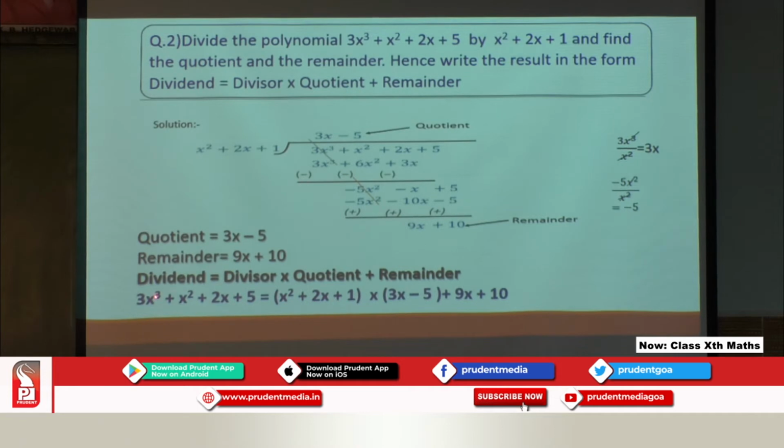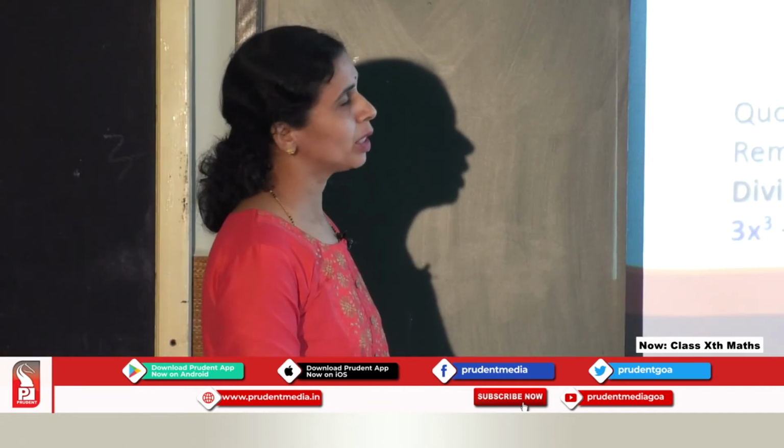See, the dividend is 3x cube plus x square plus 2x plus 5, that is equal to the divisor x square plus 2x plus 1 into the quotient we got here, 3x minus 5, plus the remainder we got here, 9x plus 10. So the remainder is 9x plus 10. This is the answer for this question.